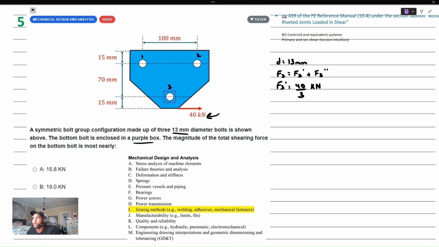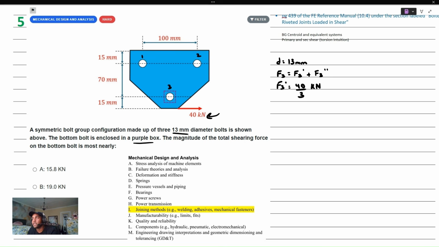Now the secondary shear is a little more involved, and all we have to do there is determine if we have eccentricity in our system, or a distance between the centroid of the bolt group and the applied load. And in this case, it should be kind of intuitive that there is some eccentricity present. If we were to find the centroid of these 3 bolts, we would be within the triangle that's created by these 3 bolts. And you can see our 40 kilonewtons on the outside. So we're definitely going to get some secondary shear.